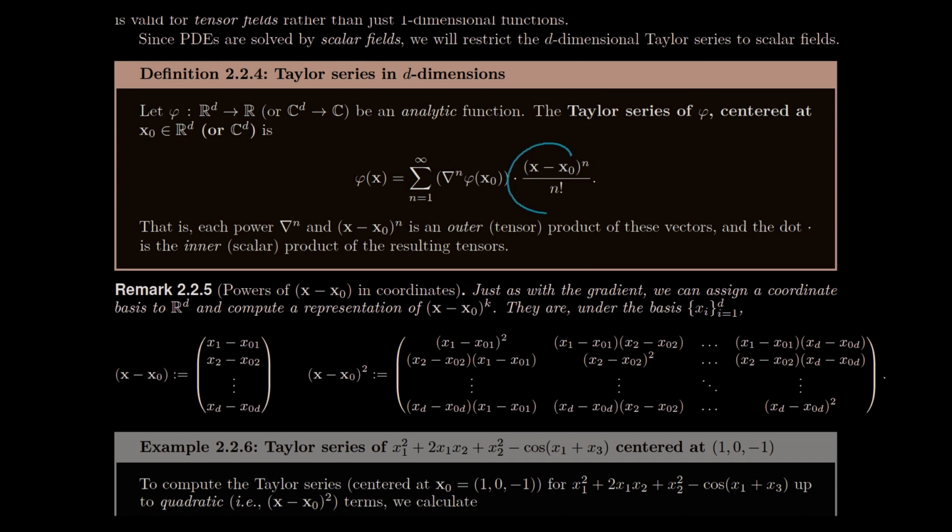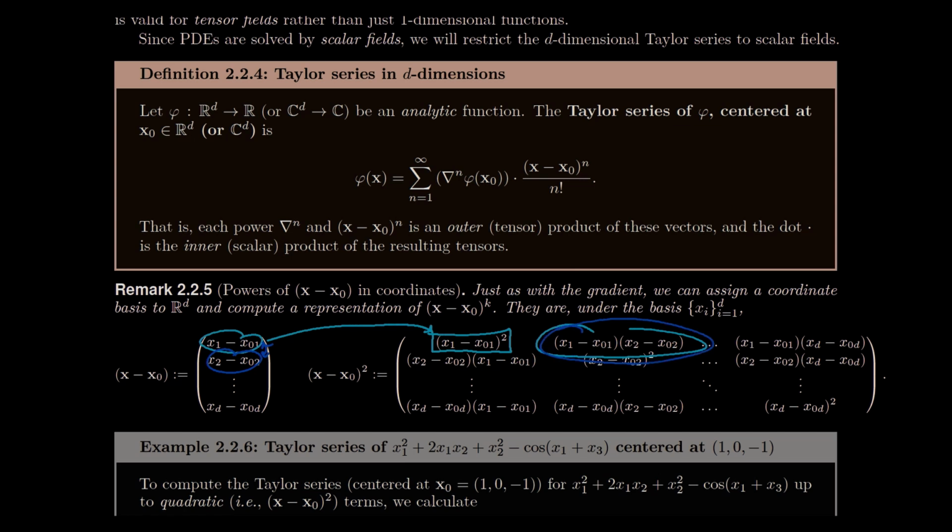But I'm going to introduce really quick, what do the powers of the outer product of x minus x0 look like? Well, if I give the vector x the name x1 through xd, and I give x0 the name x01 through x0d, then the outer product of that difference with itself, what am I looking at? This is the first entry squared. This is the first entry times the second entry, right? First entry times the second entry.